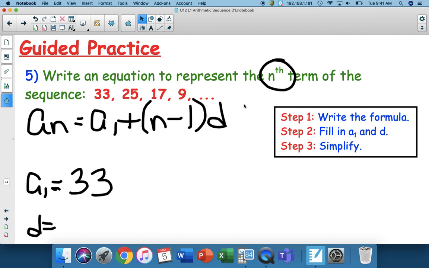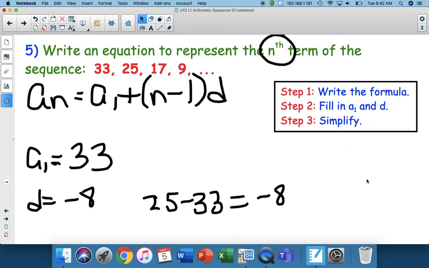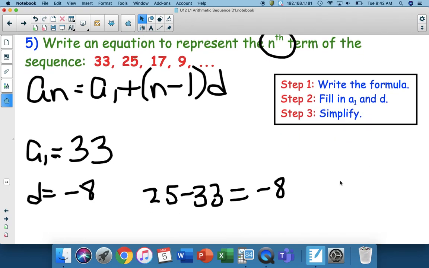Our pattern. Remember, we're subtracting numbers. So in this case, I'm going to put it next to it here, 25 minus 33. Remember, it's not the bigger number that goes first. It's the second term and the first term. The second term always goes before the first term. So 25 minus 33, I hope you guys know, is a negative 8. So our pattern is a negative 8, not a positive, a negative, because we're going down. And that makes sense. You can't add to get from 33 to 25. You have to subtract to get from 25 to 17.